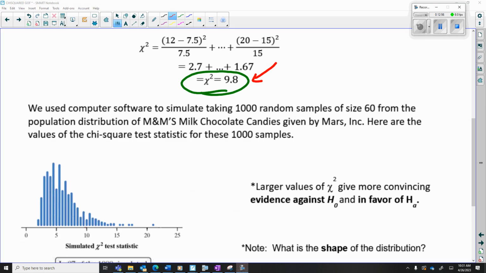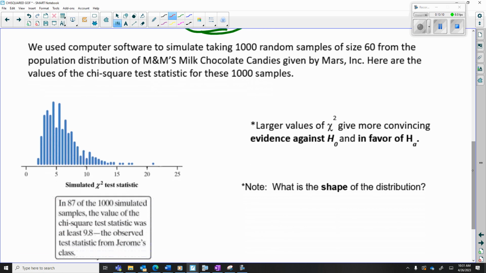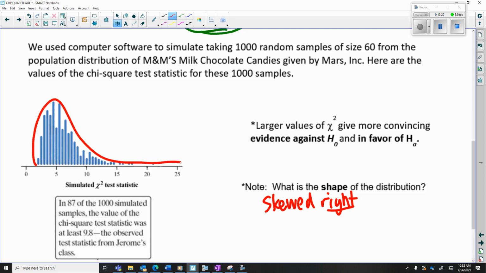So now they're showing you if you had simulated this sampling distribution, if you had done this many times, and they said 1,000 times of samples of the same size 60, they would get this picture here. And notice the shape. What is this shape? I'm hoping you're saying it's skewed to the right because the tail is on the right. And it is skewed right, and it's always going to be skewed right because since everything is squared, you're going to get rid of the negatives, and there's never going to be negative test statistics, so it's always going to be positive, okay?